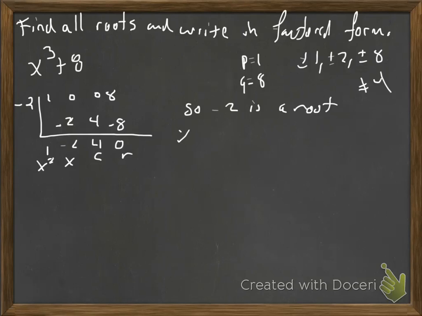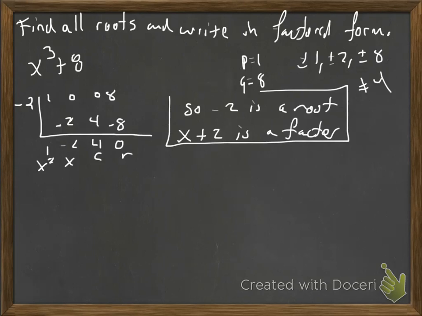So that means that negative 2 is a root because we got a remainder of 0. And so then x plus 2 is a factor. And what we have left to work with is the polynomial x squared minus 2x plus 4. Now we could try the rational roots test on the rest of them, but it's not going to work for any of them. We can't factor it, so we are either going to complete the square or use the quadratic formula to find the other roots. So we'll go ahead and use the quadratic formula.